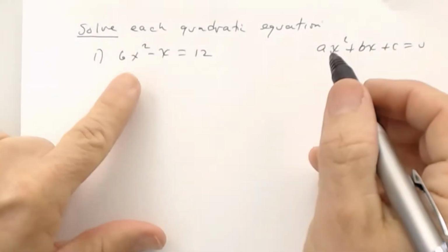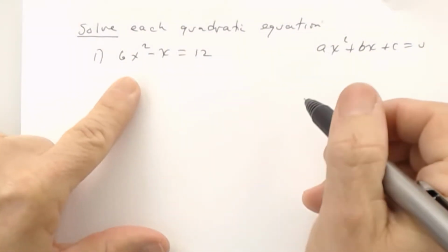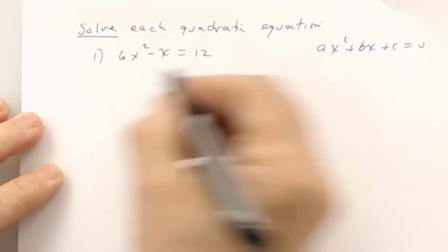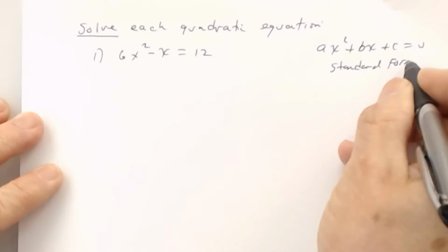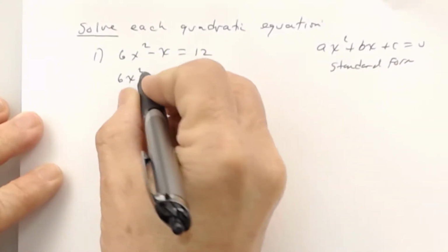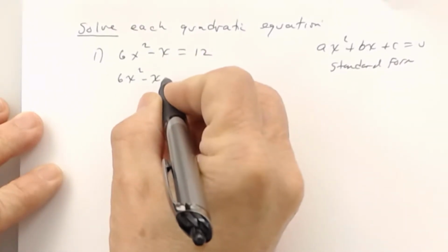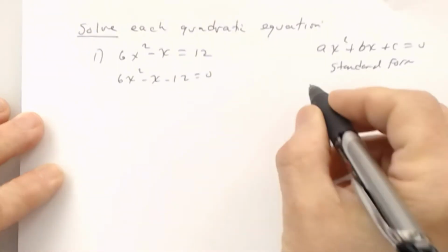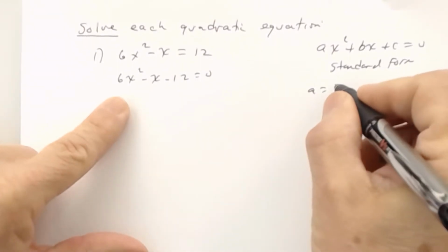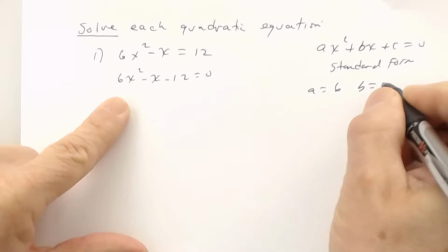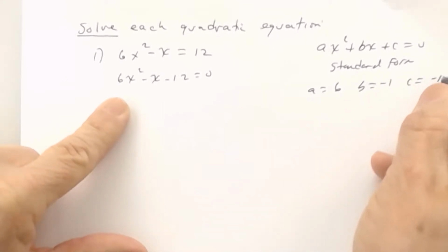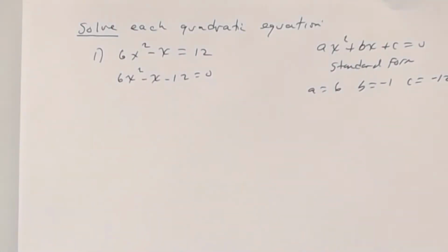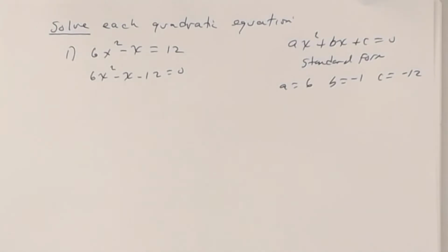So in this case, is this in standard form? No. So let's first of all put it in standard form. So remember, this is standard form. So I'm going to have to write this as 6x squared minus x, and then what? Minus 12 equals 0. Okay, so what's a in this case? 6. What's b? Negative 1. And what's c? Negative 12. All right, so those are the values of those letters.